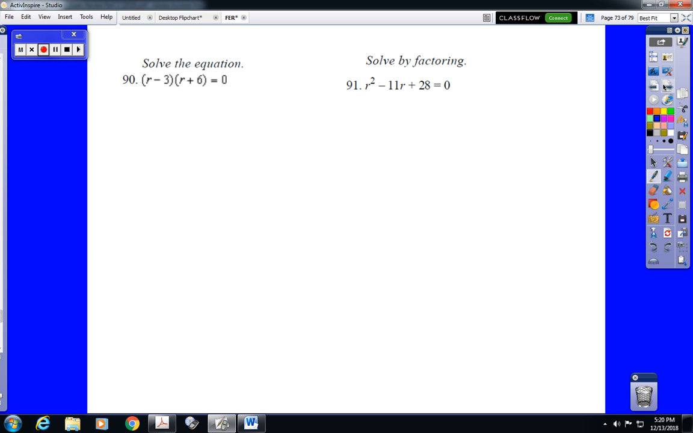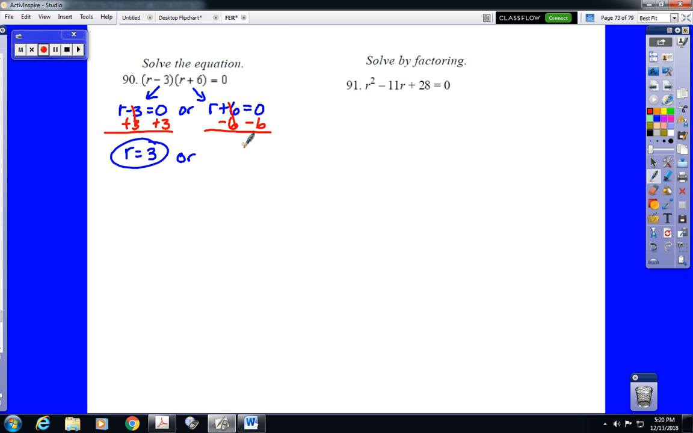90 and 91 are asking us to solve again. On number 90, it's already factored. So just like the previous examples, we have two things being multiplied to equal 0. So our answers are given by each factor set equal to 0. So we would say, okay, either r minus 3 is 0, which means when I add 3 to each side that my first answer is r equals 3, or r plus 6 equals 0, which means when I subtract 6 from each side, I get r equals negative 6. So those would be my answers there.